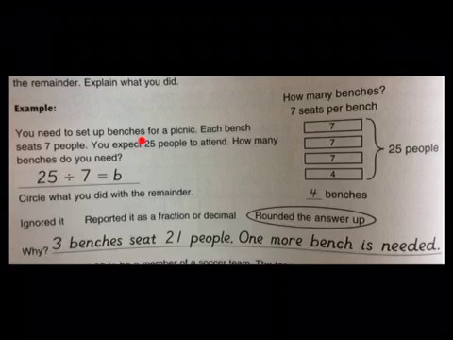You need to set up benches for a picnic. Each bench seats 7 people. You expect 25 people to attend. How many benches do you need? Well, you have 25 people, and you can only put them in groups of 7. So you must divide it by 7 so you know how many groups you have, or how many benches. 7 seats. Okay, so you can have 7, 14, 21. But then you have 4 people left over.